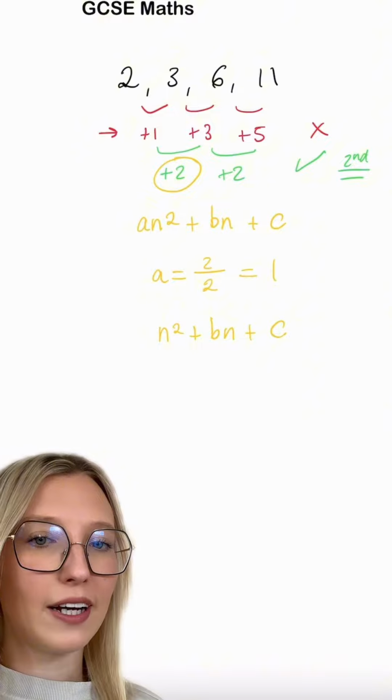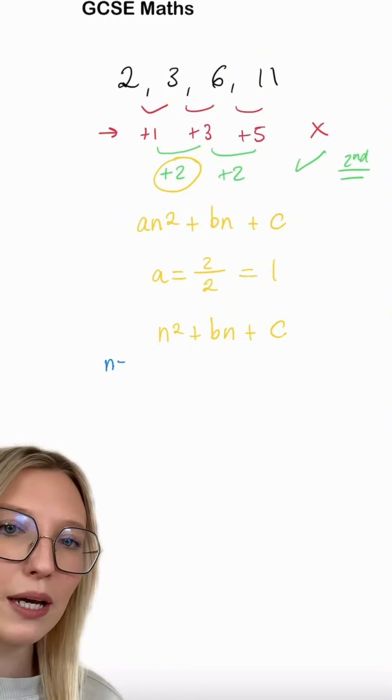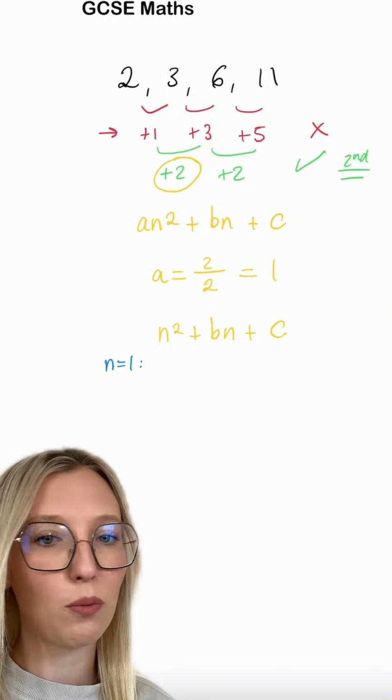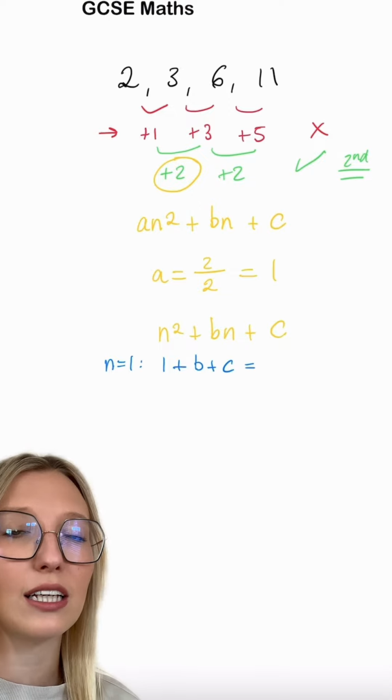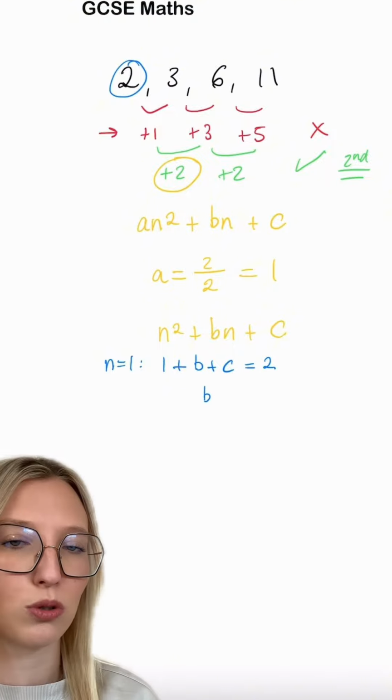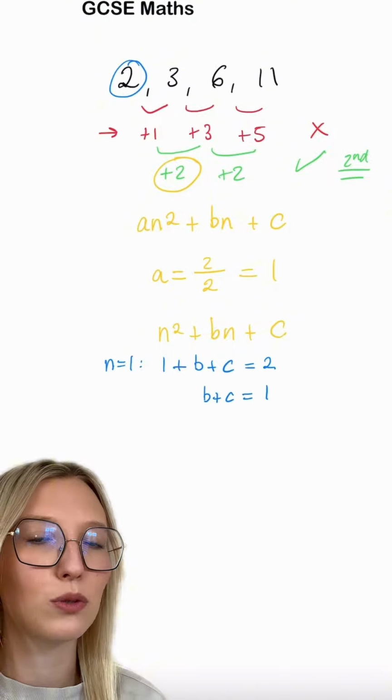Our next job is to find the value of b and c, and to do this we can plug in two values of n. So let's start with n equals 1, where we get 1 squared add b add c, and that's going to equal our first term, which is 2. If we rearrange this to get our variables on one side, we're left with b plus c equals 1.